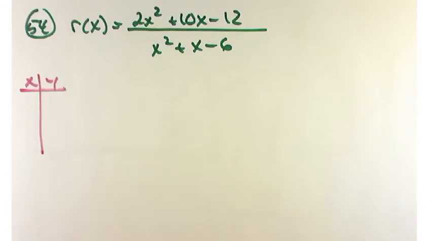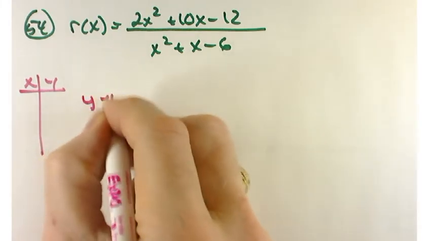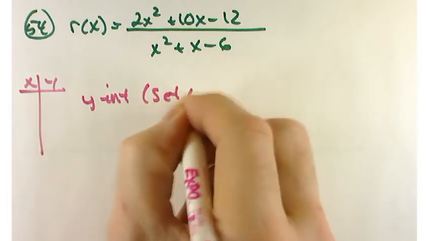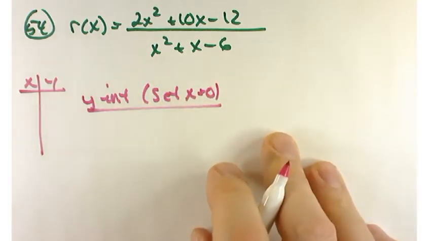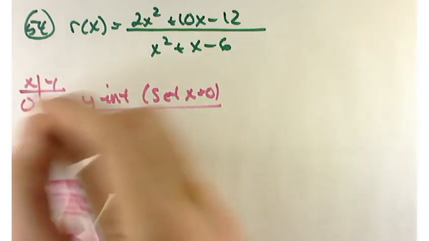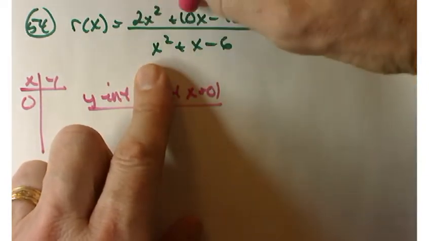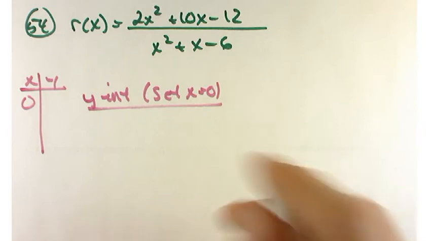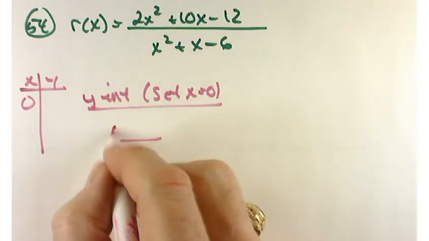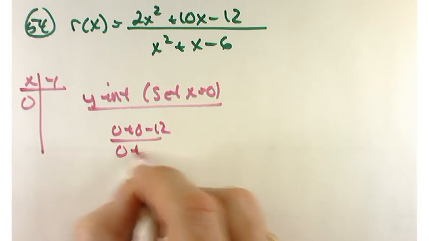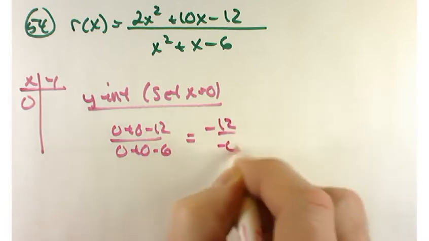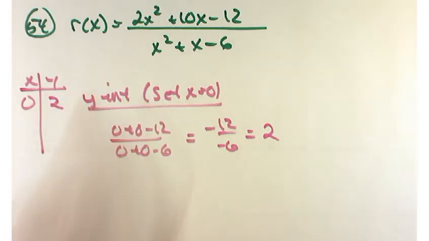Let's go for some low-hanging fruit first. And that low-hanging fruit would be this. Let's find the y-intercept. How do you find the y-intercept of a graph? Yeah, set x equals 0. Okay, so if I set x equals 0, that should be pretty easy. This is 0, this is 0, this is 0, this is 0. What's left in my numerator and denominator? Negative 12 over negative 6, which is 2. So my graph should have a y-intercept of 2. Nice.